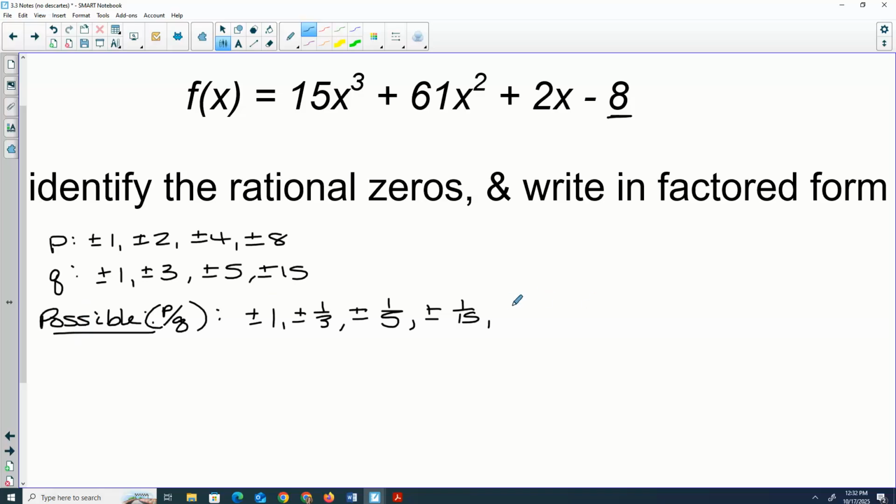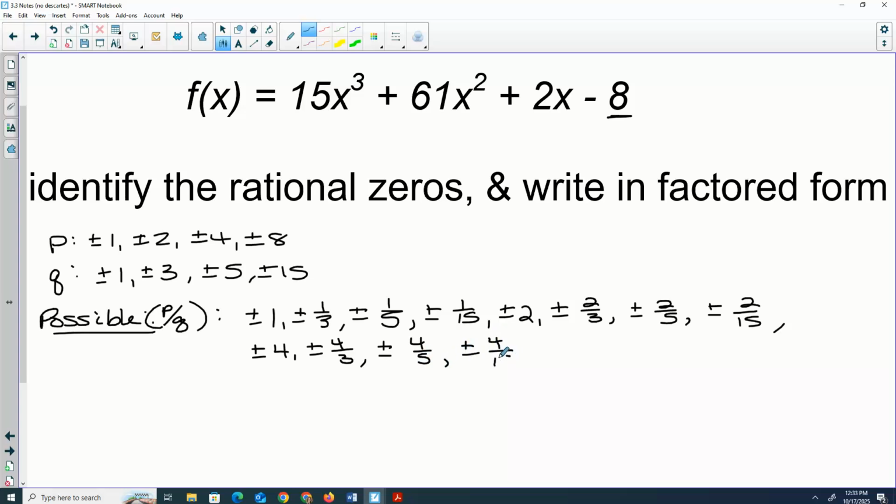Then I have to do 2 over all of them. So 2 over 1 is 2, 2 over 3, 2 over 5, 2 over 15. Then I have to do 4 divided by everything. So 4 over 1 is 4, 4 over 3, 4 over 5, 4 over 15. Then I do 8 divided by all of those. So 8 over 1, 8 over 3, 8 over 5, 8 over 15.